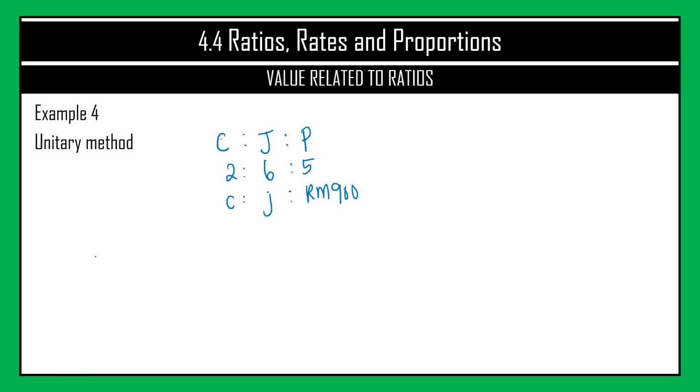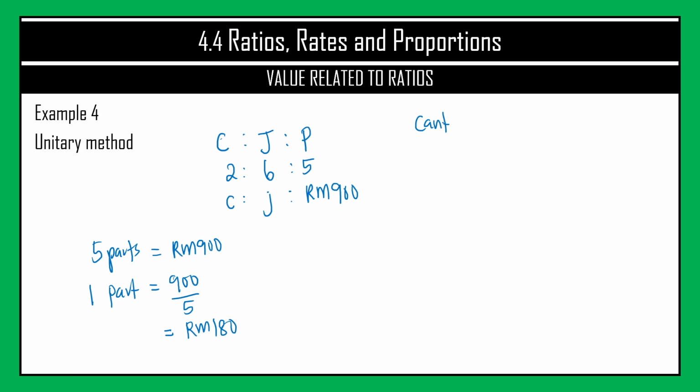So I know that the 5 parts that PIBG donated will be 900 ringgit. So one part will be 900 divided by 5, which is 180. So in order for us to find how much the canteen operator donated, we'll do 2 multiply with 180. So we get 360. We'll do the same for Jaya Bookstore.